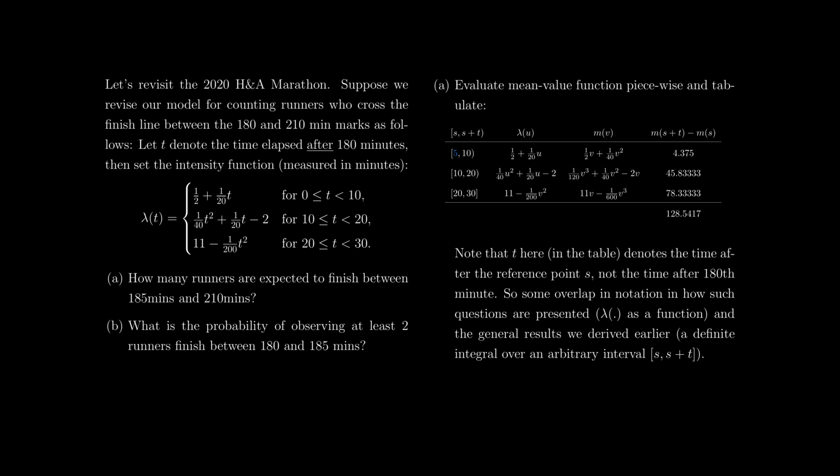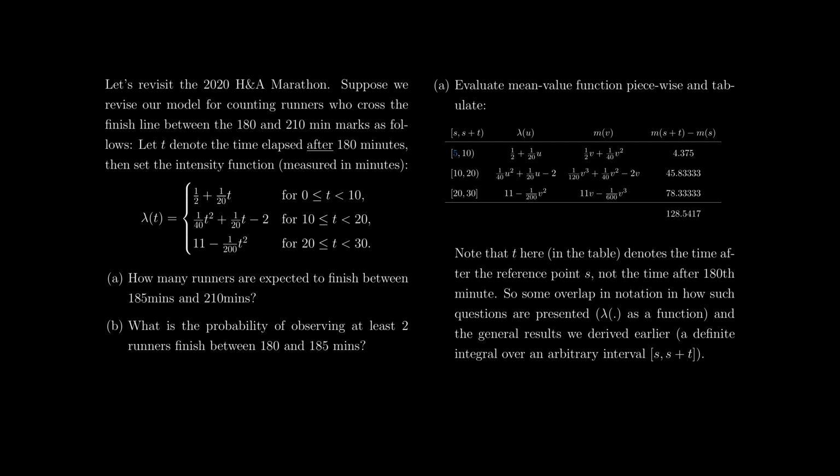And then right at the end, if our time window spans any of those subintervals, we just add them together to get the value of the integral over all of those subintervals. Indeed, from the question, we see that it runs from 185 minutes to 210 minutes, so that's t running from 5 to 30. In the first subinterval, we need to integrate from 5 to 10, so we're filling in the elements in our first column.